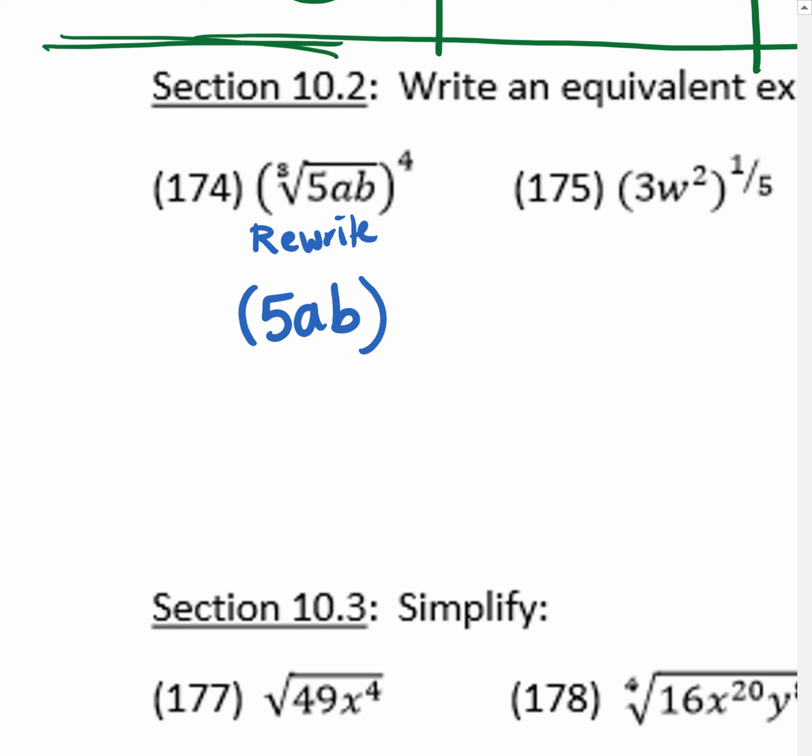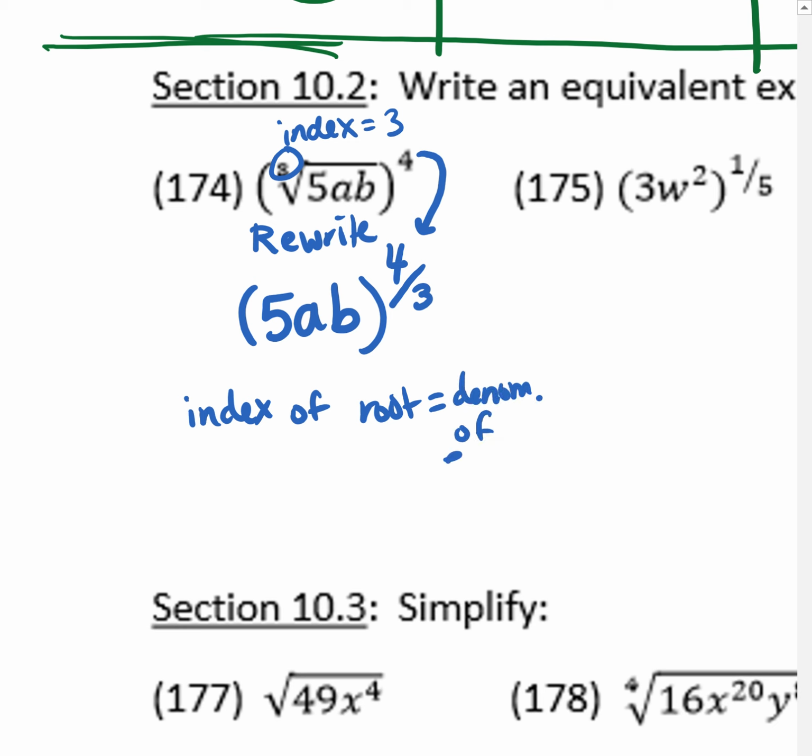So what they want us to do, I think, is just say, all right, this whole thing, 5ab, has a cube root. And remember, if you're wanting to write this as a rational exponent, the type of root, which is a 3, index of 3, that'll become the denominator of the exponent. So it'll be 5ab to the something over 3 power. And if there's an exponent outside, that's going to be the numerator. So it's 4/3 power.